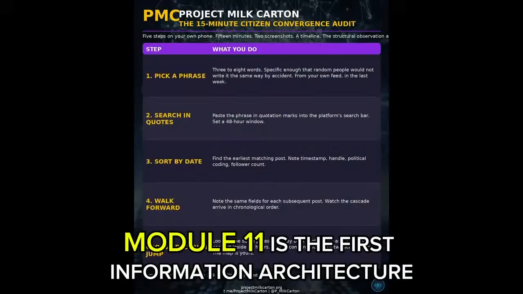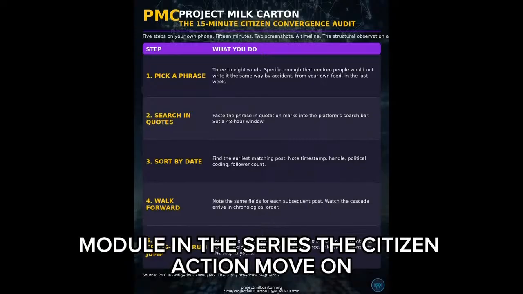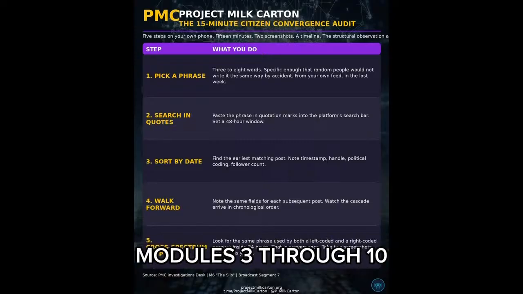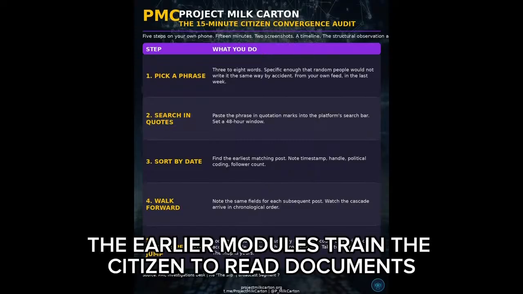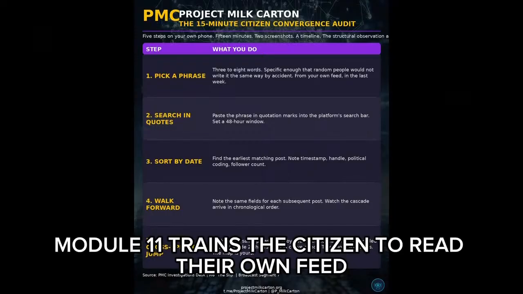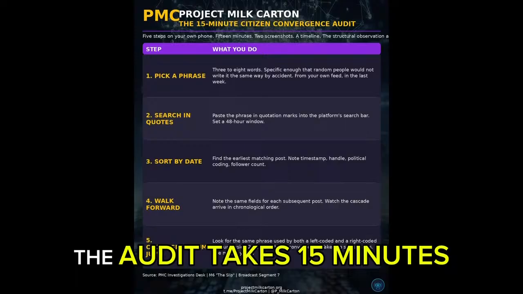Module 11 is the first information architecture module in this series. The citizen action move on Module 11 is structurally different from the moves on Modules 3 through 10. The earlier modules train the citizen to read documents. Module 11 trains the citizen to read their own feed. The audit takes 15 minutes.